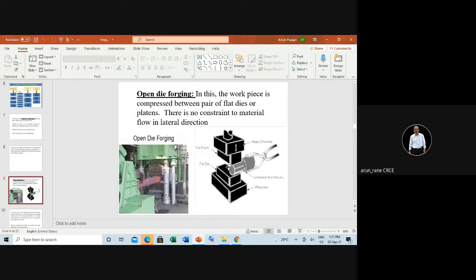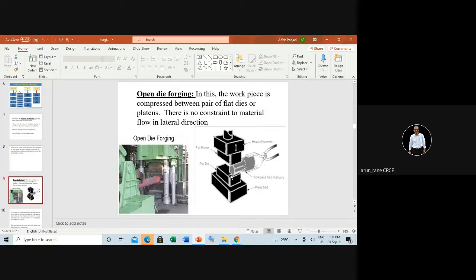This is called open die forging. This is the simplest. The lower portion is called the die, the upper portion is called the punch. Now see, this man here will hold it with the hammer. See how risky it is. He will hold it with the hammer, punch from the top, then rotate it.